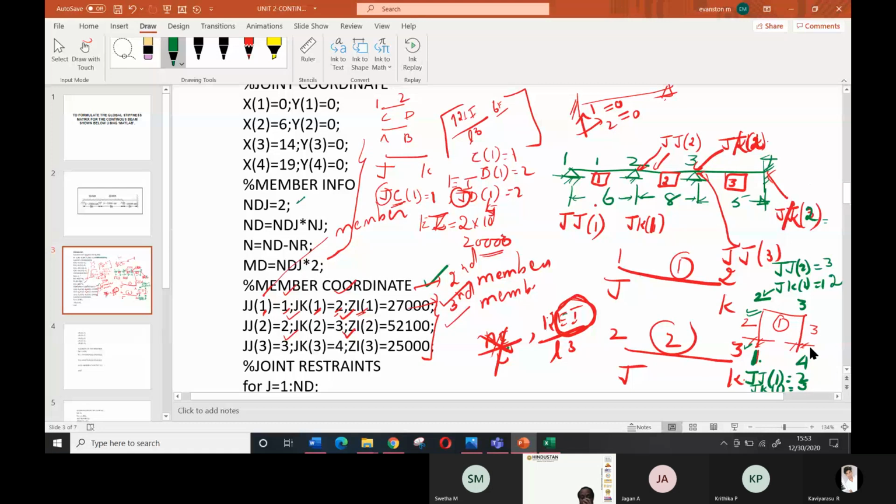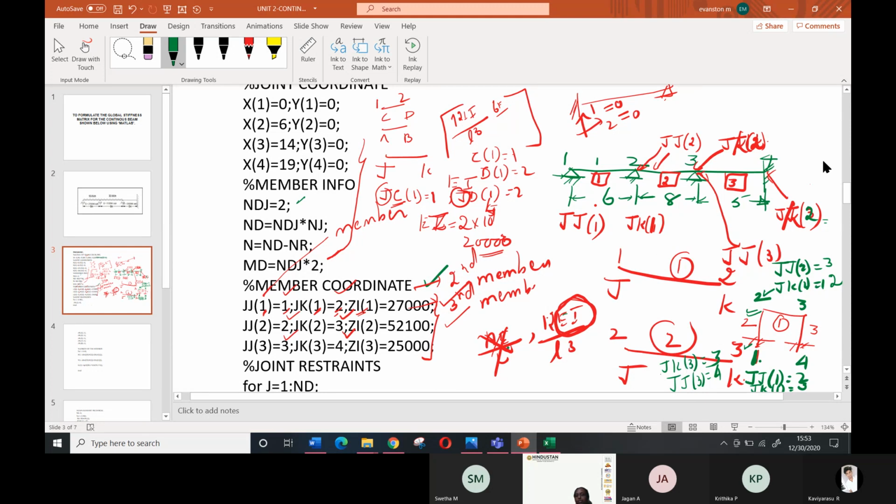What about 3? Sweda, you tell me, what about the third member? Ma'am, 4 and 3. Yes, 4 and 3, bottom to top. That is JJ of the third member, it is 4, and JK of the third member is 3. This is the way you have to write. Now the connectivity is changing.